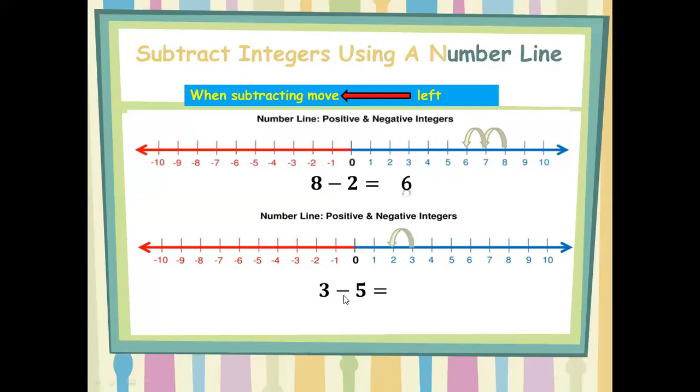3 minus 5. Now as soon as you look at it, you might say, how can you subtract 5 from 3? Because 3 is a smaller number than 5. But yes, using integers, we can. So how are we going to subtract 5 from 3? We start at positive 3 and we move to the left 5. So 1, 2, 3, 4, and 5. So we have negative 2 as the answer. So 3 minus 5 is going to give you a negative 2.